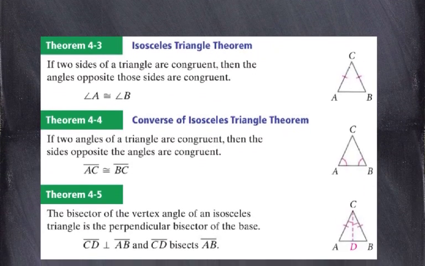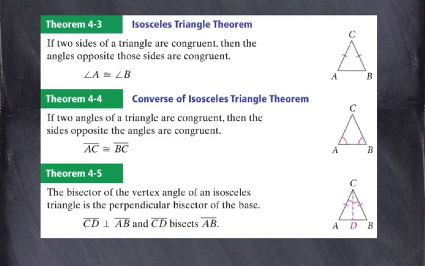Here we have the isosceles triangle theorem. It says if two sides of a triangle are congruent, then the opposite angles of those sides are congruent. So again, if we know that AC and CB are congruent, that means these, what we're going to call base angles, those two are going to be congruent to each other. Now the converse of that, and we talked about converse back in chapter 2, we switched the hypothesis and conclusion. If two angles of a triangle are congruent, then that would prove that the sides opposite those angles are congruent. So again, if we know these two base angles are congruent, that means these two sides will be congruent.